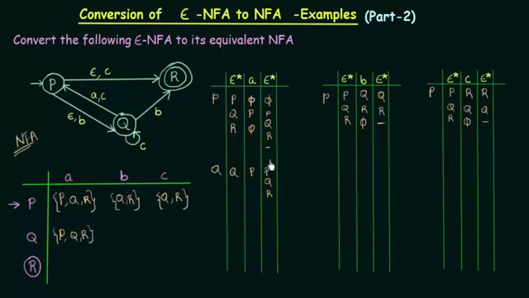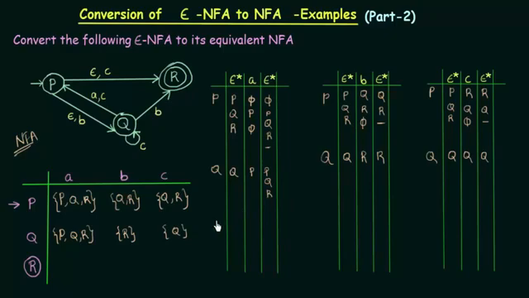Now Q on input B. So let's write Q here. Q's epsilon closure is only Q, and Q on input B goes to R, and R's epsilon closure is only R. So that means here we will have only R. And let's do the same thing for input C. Q's epsilon closure is Q. Q on input C goes to Q itself, and epsilon closure of Q is Q. So here we have only Q.